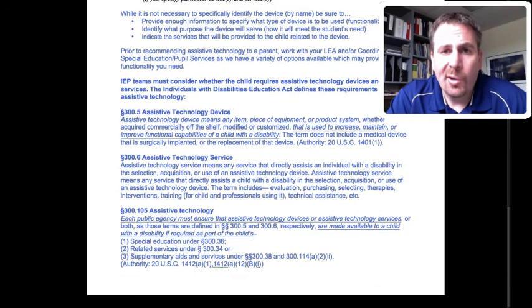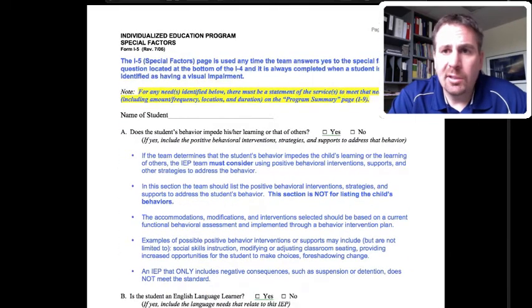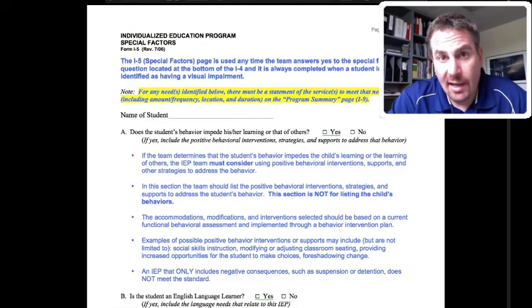So this has been a quick overview, but hopefully this provides a little bit of information to help guide you on completing the I-5 form.